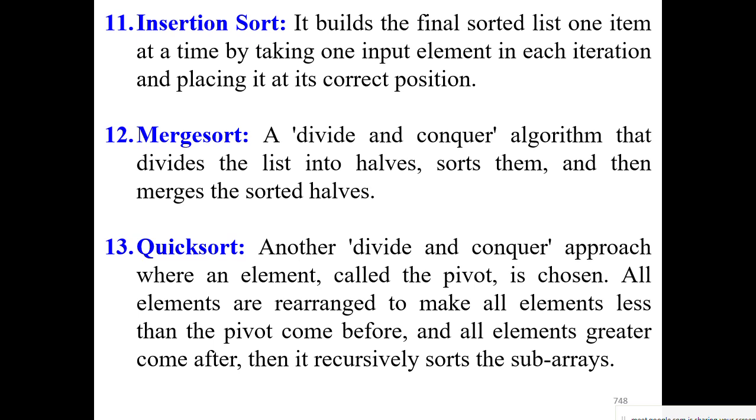Then merge sort. It is a divide and conquer algorithm that divides the list into halves, sorts them, and then merges the sorted halves. Then quicksort. Quicksort is a divide and conquer approach where an element called the pivot is chosen. All elements are arranged so that all elements less than the pivot come before and all elements greater come after. Then it recursively sorts the subarrays.